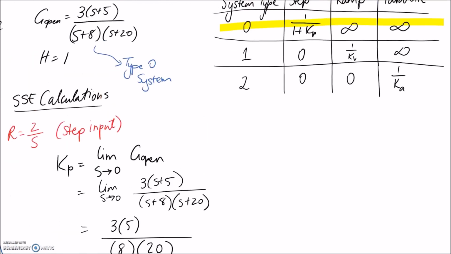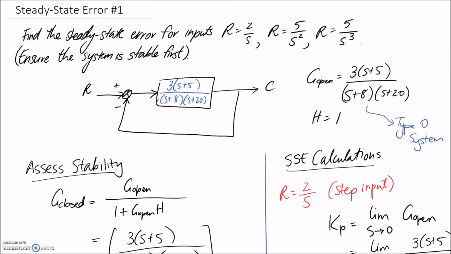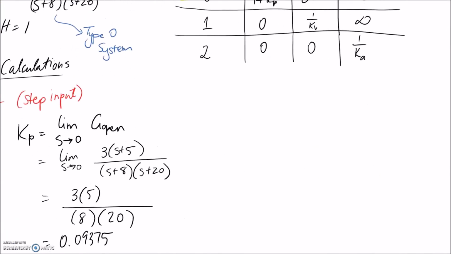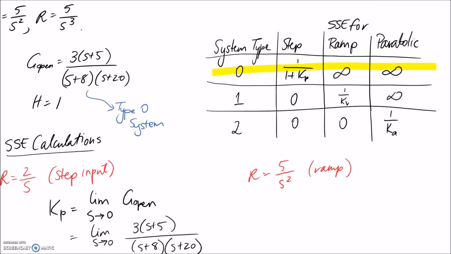Alright, so now let's go back up and have a look at our next input. The next one that we needed to consider was the ramp one, which is r equal to 5 on s squared. So this is the ramp. Again, we can have a look at our table. We've got a type 0 system and a ramp input.